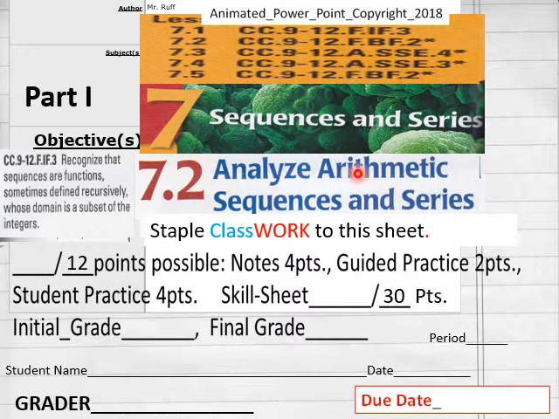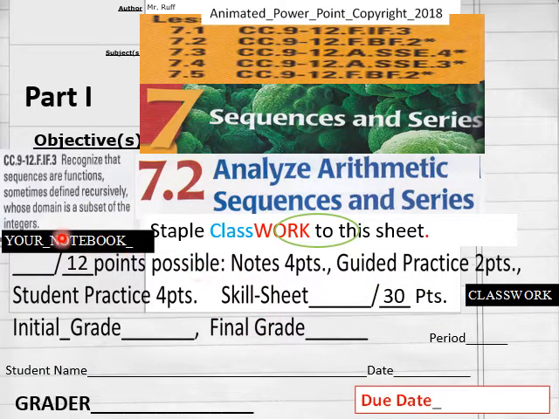7.2, Analyze Arithmetic Sequences and Series. The classwork sheet is 30 points, and our note-taking sheet is 12 points.